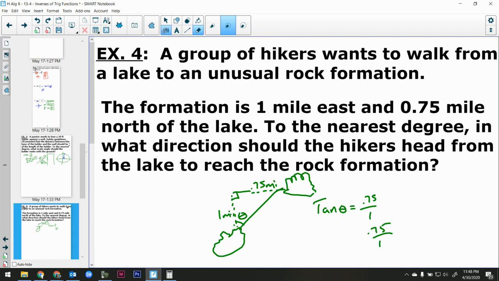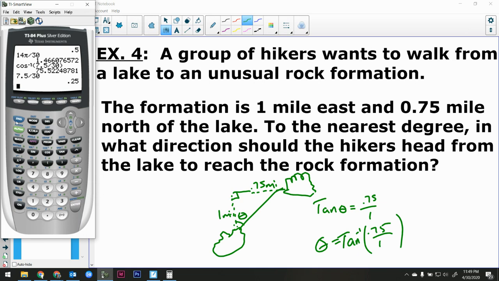Did you see? I almost tried to squeeze that in there. There's theta. Okay, so let's do that. Inverse tangent of 0.75. To the nearest degree, 37 degrees.